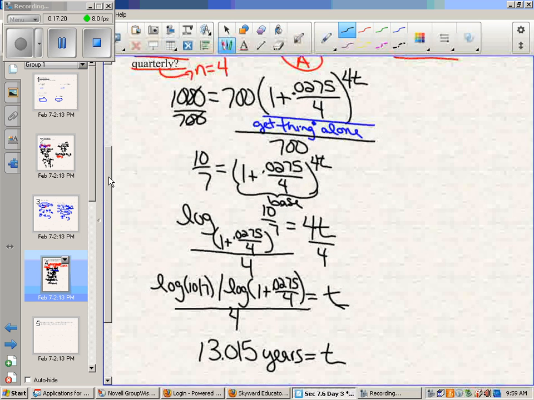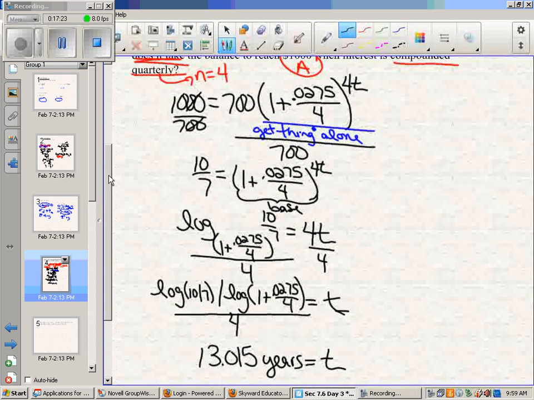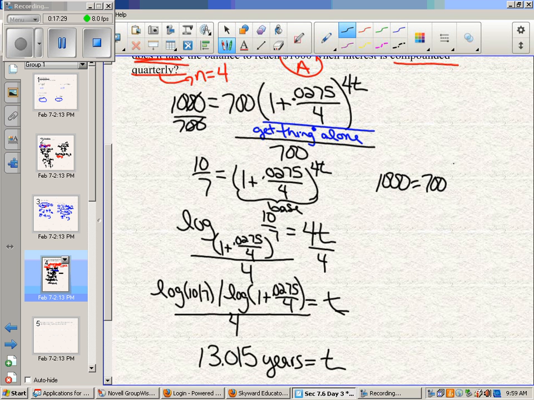Last step is to check. Did we get an exact answer there? So when we check, when we plug that in, are we going to get back exactly 1,000? No.